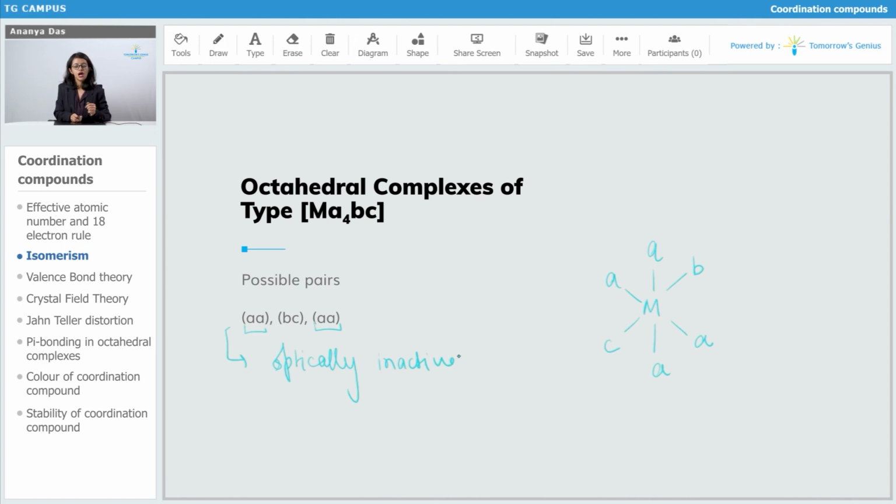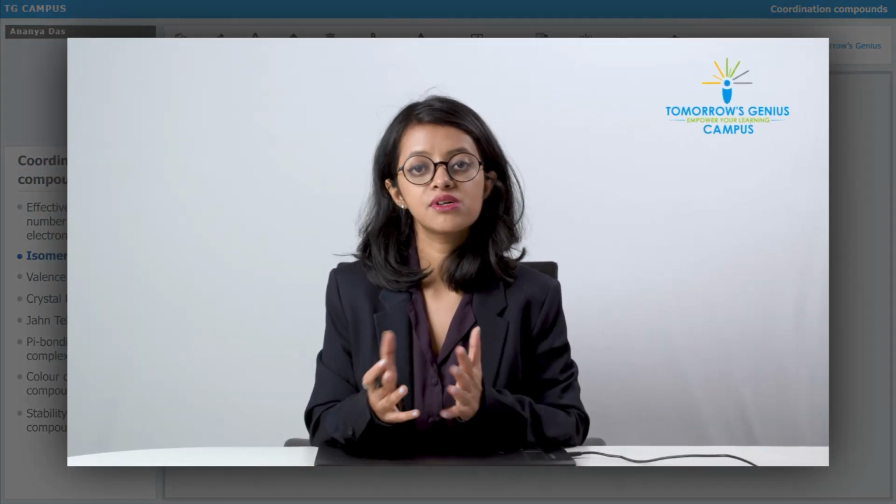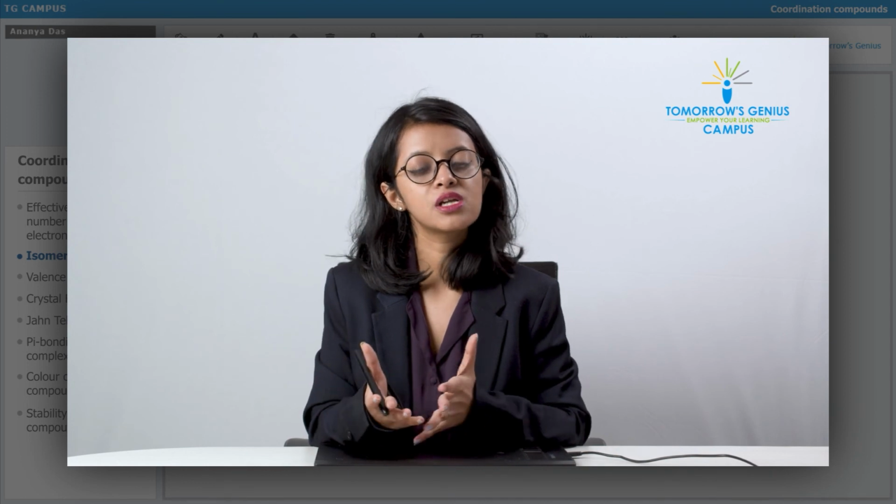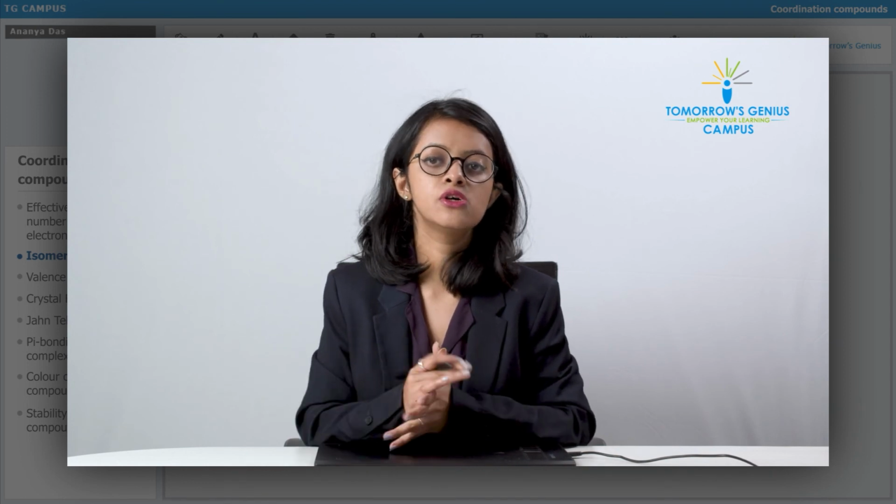So these 2 are the only possible pairs for the complex of the type Ma4BC. And both of these are optically inactive. So we have no optically active pairs for this type of octahedral complex. So in the next slides, we are going to see the calculations related to the number of geometrical isomers, optical isomers, enantiomeric pairs and stereoisomers.